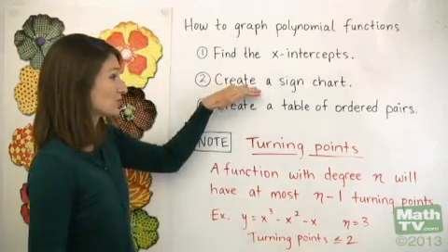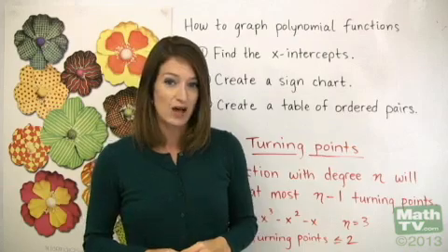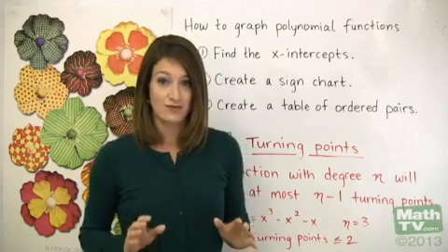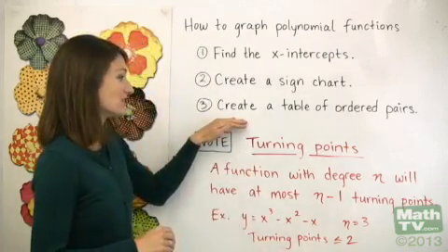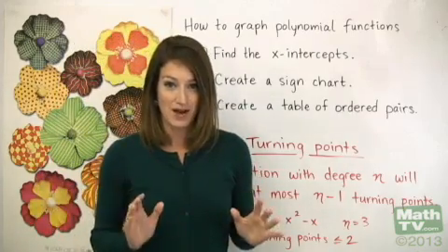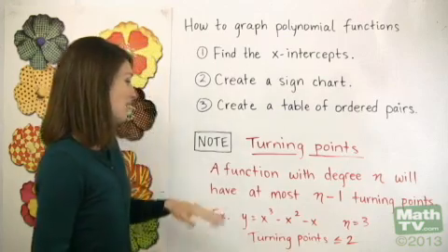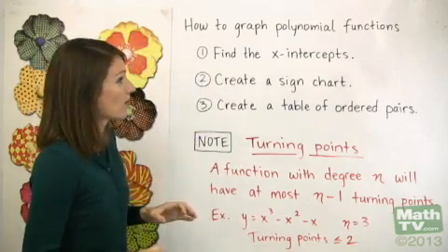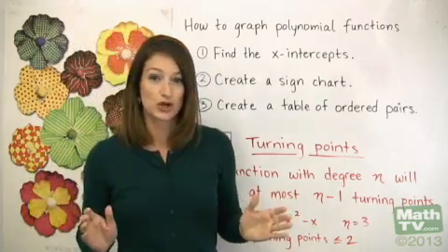The second is to create a sign chart so we can tell whether those y values are positive or negative. The third is to create a table of ordered pairs which will fill in the gaps and help us graph our function. Lastly, when we're going to graph our polynomial functions, we're looking for turning points.